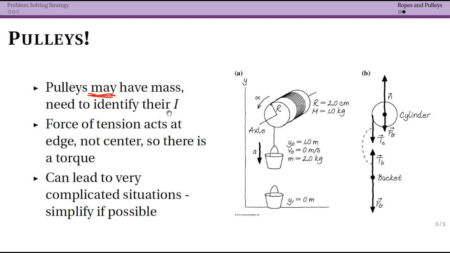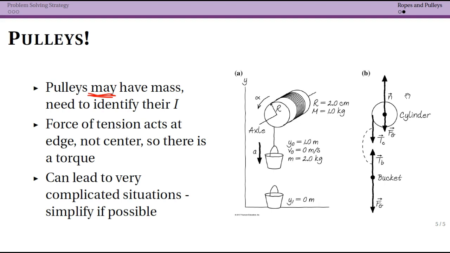Once a pulley has a mass, you need to identify its moment of inertia. In general, it can be treated as a solid cylinder, though maybe the construction is such that it would better be treated as a hoop. You'll have to be told something about it.